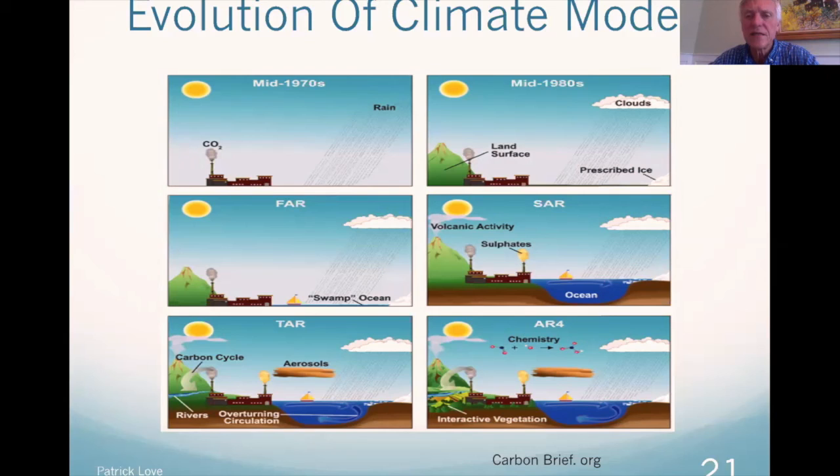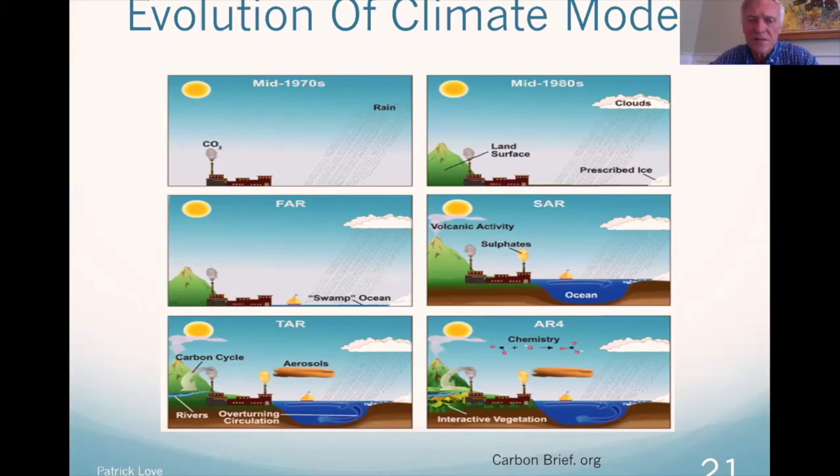By the mid-1980s, we were able to put in the land surfaces. Remember, we talked about the difference between the land and the ocean in terms of temperature change with time, both during the day, but with the seasons and so on. And in the mid-1980s, we had clouds into the models and ice, the beginnings of ice.